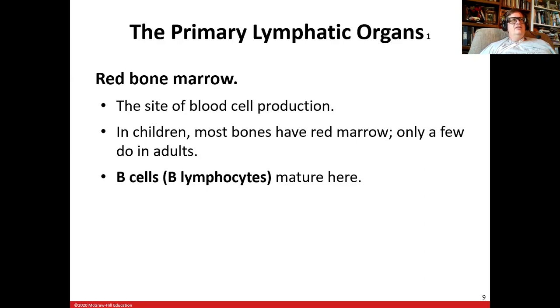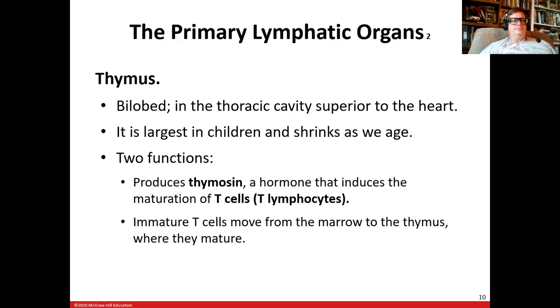Also, the T lymphocytes in the thymus tend to travel. The T can remind you of the word travel. They tend to travel in the body a lot more. So the thymus is in the thoracic cavity superior to the heart. So above the heart, it's right there. It's big in kids, and it gets littler as we get older. It makes a hormone called thymosin that causes those T lymphocytes to grow up.